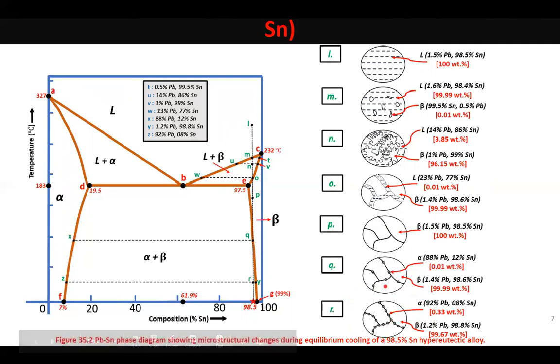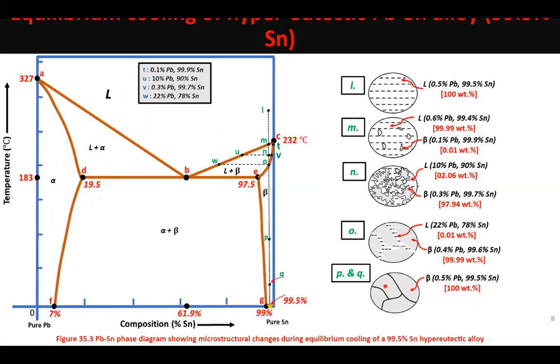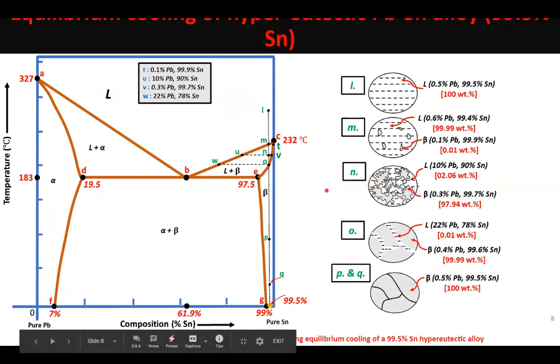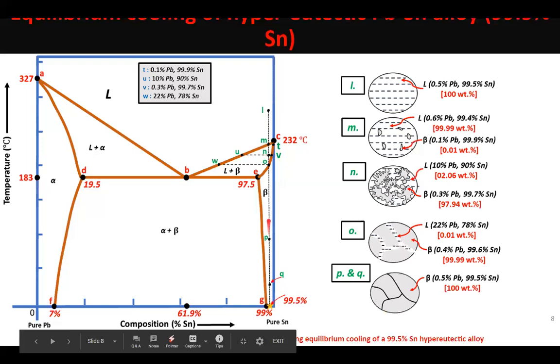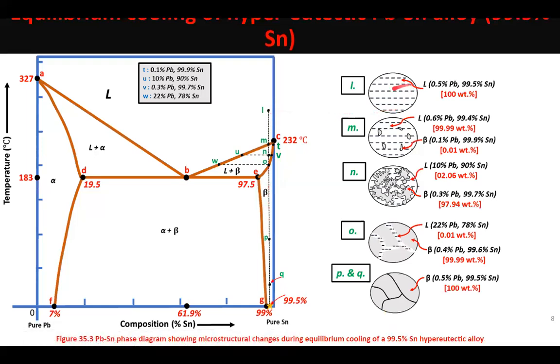Let's consider the last category of hypereutectic alloys, when they have more than 99% of tin in them. For your reference, we are taking an alloy which has 99.5 percent of tin in it. We mark this composition, draw a vertical line, take this alloy at a very high temperature when it's in the molten state. No change occurs till it has been cooled down to its liquidus temperature. Solid phase appears in the system. We cool it, the solid phase grows in the form of dendrites.